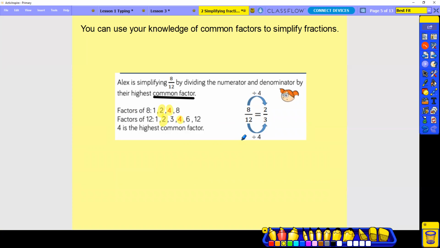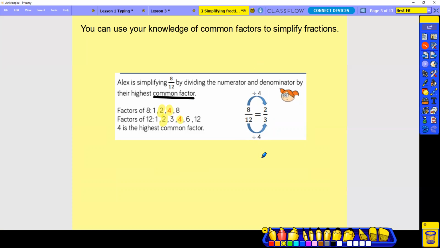So then what Alex is doing is she's got her fraction here, which is 8/12, and she's dividing the numerator by 4. So she does 8 divided by 4 to get 2. And then she does the exact same to the denominator. So she does 12 divided by 4, which gives her 3.